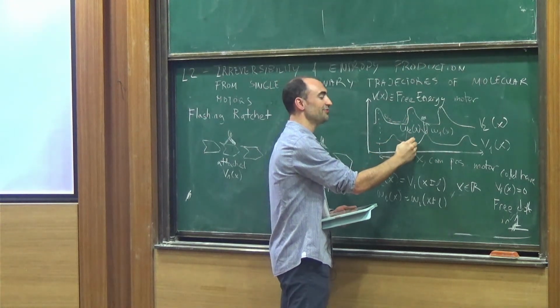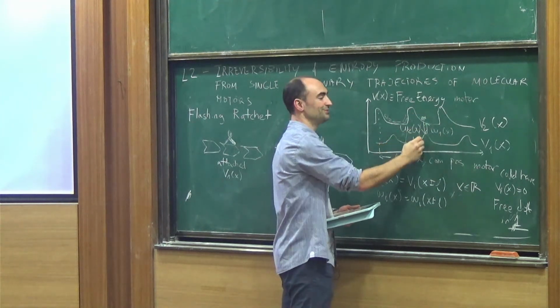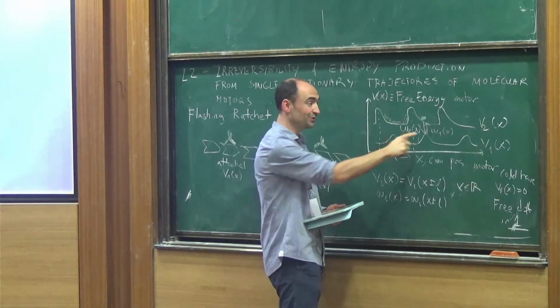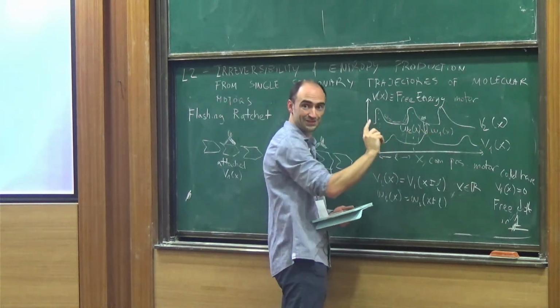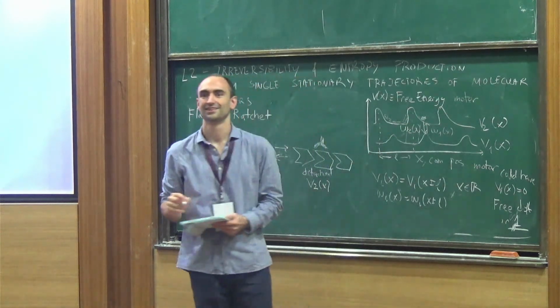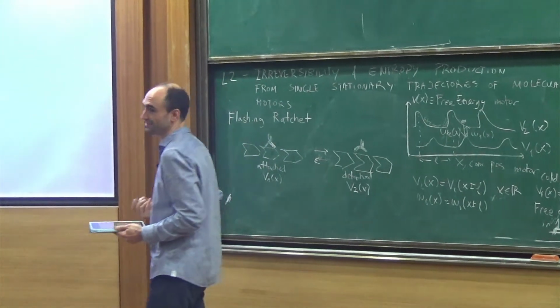And then it will be falling, falling, falling, and then it will switch up. Switch down, switch up, okay? The key point is that for most choices of these two functions, you will have a current. So by switching two potentials, you will have net motion. This is called the flashing ratchet effect.